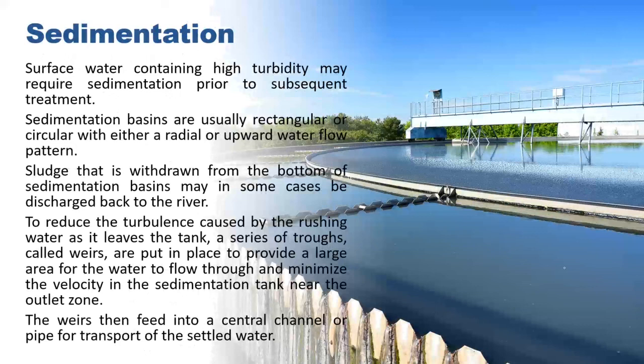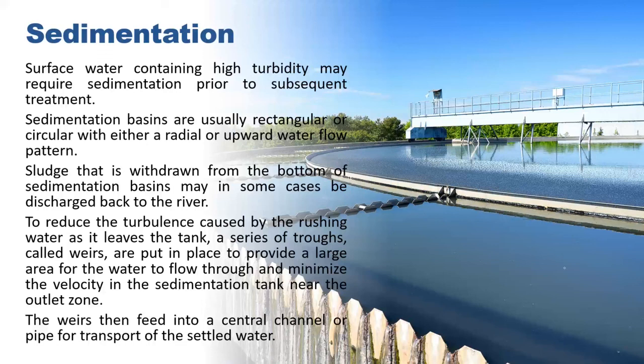Now let's move on to sedimentation. Surface water containing high turbidity may require sedimentation prior to subsequent treatment. Sedimentation basins are usually rectangular or circular with either a radial or upward water flow pattern. Sludge that is withdrawn from the bottom of sedimentation basins may in some cases be discharged back to the river.